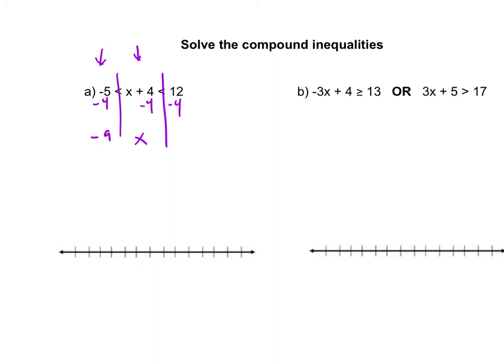So this is just how my brain thinks about it, is I'm taking away 4 from both of those sides. So I'm going to take away 4 from a 12, which is going to be equal to 8, and it's going to be equal to -9 when I take it away from -5. So my 2 boundary points are going to be at -9 and positive 8. I'm not sure if I counted that right, but it doesn't really matter too much.